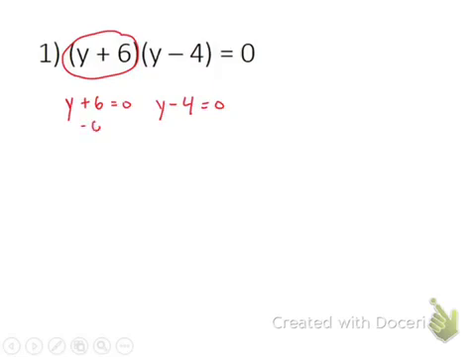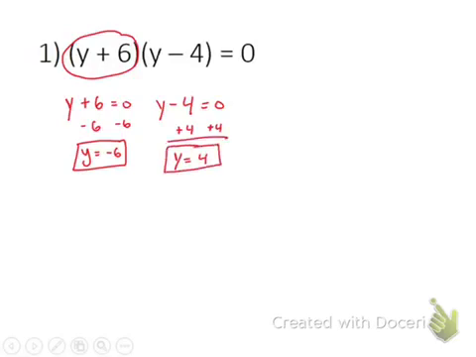So for the first one, we'll subtract 6. We've got y equals negative 6. For the second one, we would add 4. And we're going to get y equals positive 4. So these would be our two solutions. All right, and so remember with quadratics, we can get 1, 2, or no solutions, but in this case, because we're factoring, we're probably going to get 1 or 2 solutions.